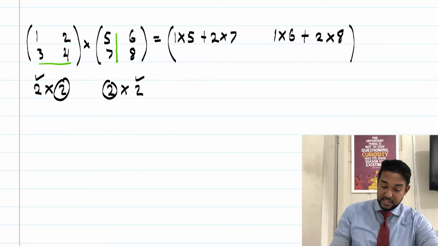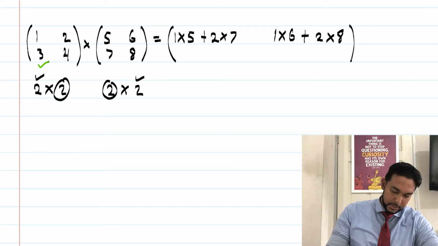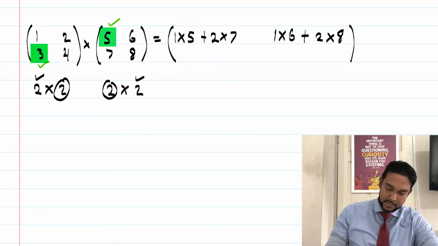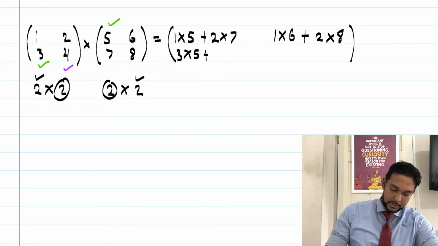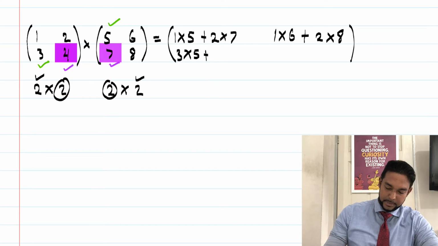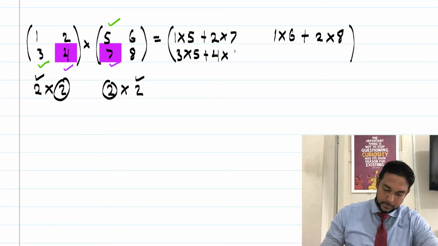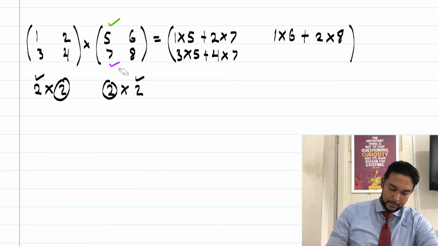Now, any time you multiply by the second row, you're going to have elements in the second row in the resulting matrix. All right, so let's go. We have first element in the row by first element in the column, which gives us 3 by 5 plus, and now we're going to go second element in the row by second element in the column, which is 4 by 7. All right, cool.